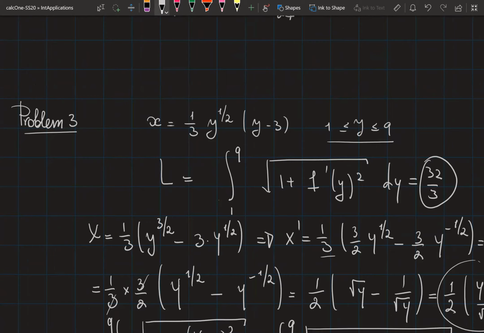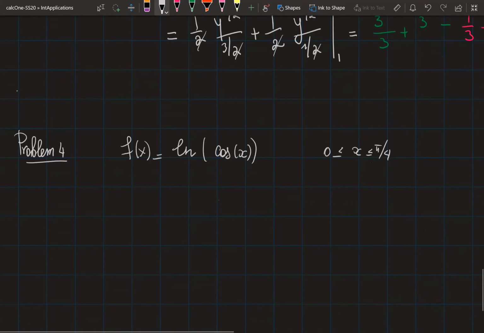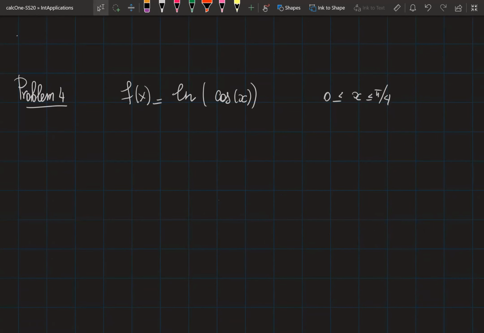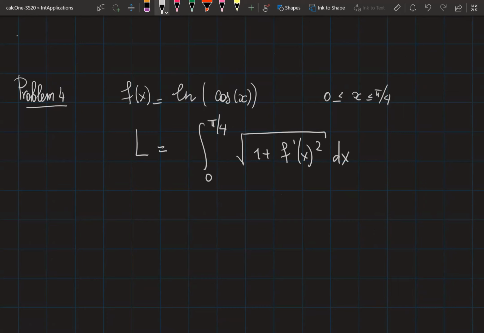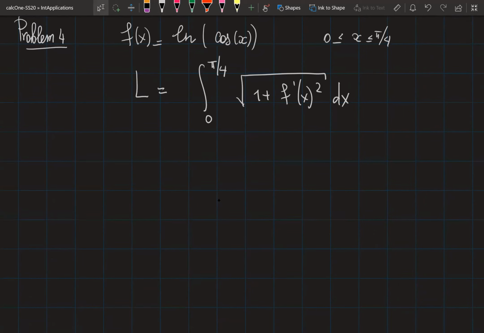So let's solve one more problem. We are given this curve. We need to find its length where x changes from 0 to pi over 4. Again, we are going to use the same formula: the integration from 0 to pi over 4 of the square root of 1 plus f prime of x squared dx. And again, first of all, we are going to find the derivative of this function.